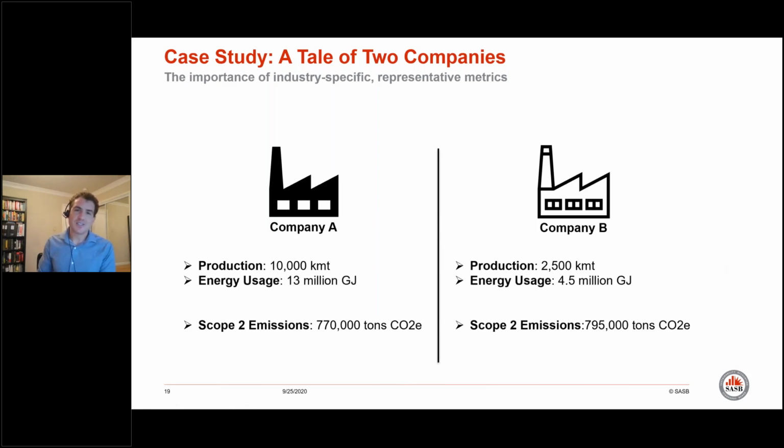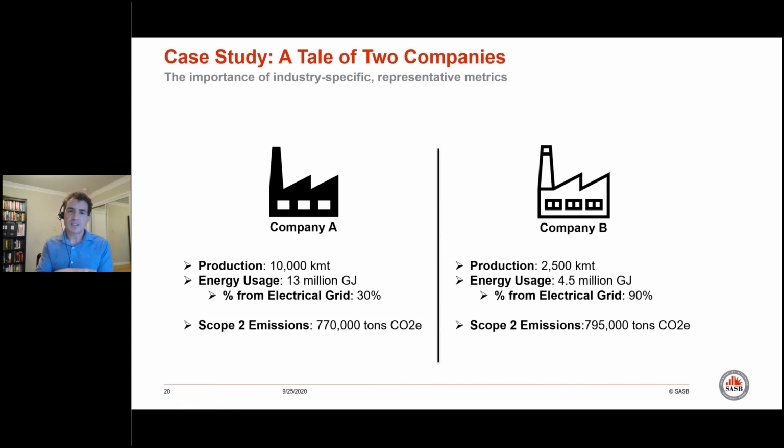Next, we can see the energy usage of each company. So here you can observe that Company A uses a significant amount more energy than Company B. And that makes sense given the larger production of Company A. Interestingly, you can observe that Company B appears to be a little bit less efficient in their use of energy per unit of production. And this all suggests, of course, that something must differentiate these companies and their energy management strategies.